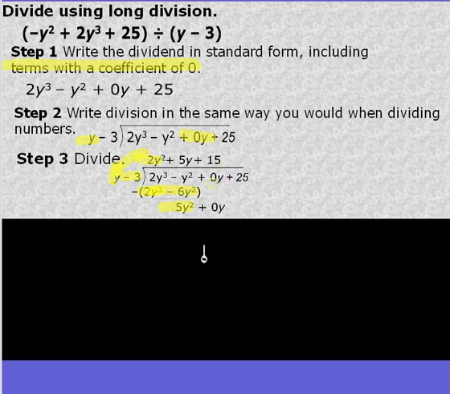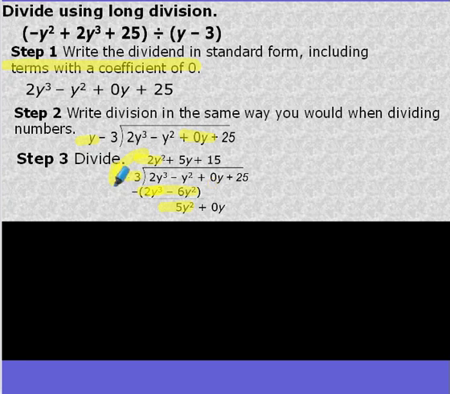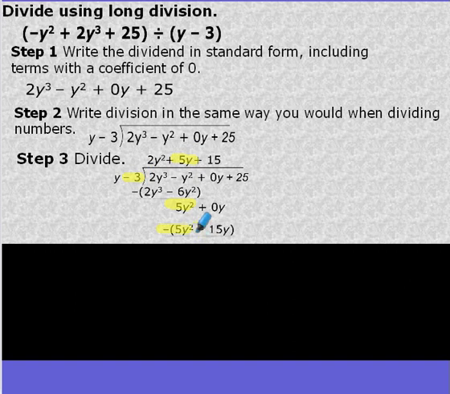Bring our 0y down. And why do we have to do that? No pun intended with the y. Because if we don't, then we're not going to be able to subtract properly. So what do we have to multiply y by now to get 5y squared? Well, we have to multiply it by 5y. So we multiply 5y times y to get 5y squared. Negative 3 times 5y is going to be negative 15y. And now we're going to subtract.